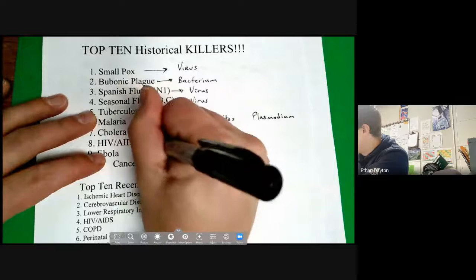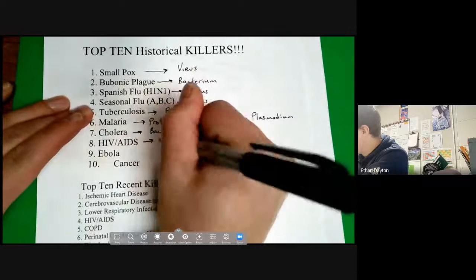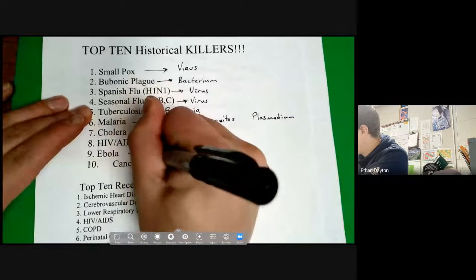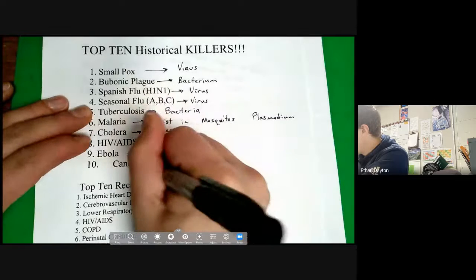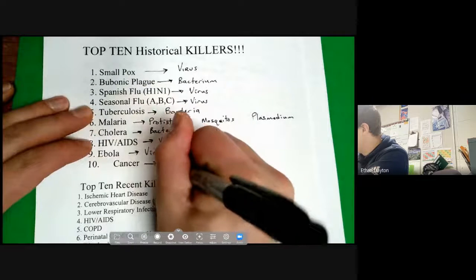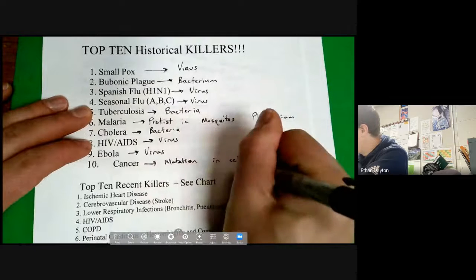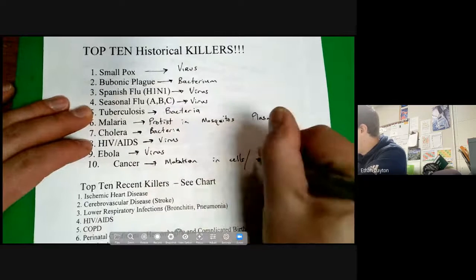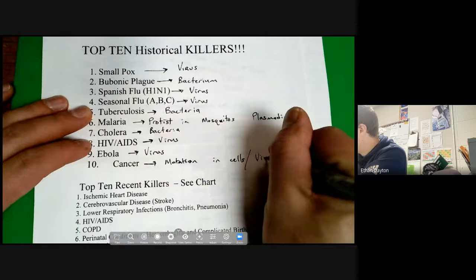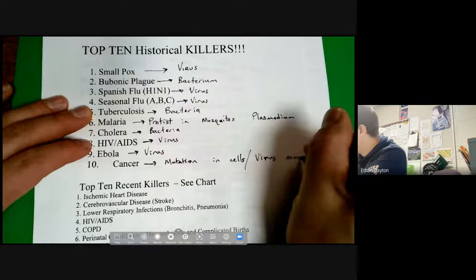HIV is a virus. I've been guessing these. Cancer is a mutation in cells. And also, viruses can cause some cancers, not a lot.